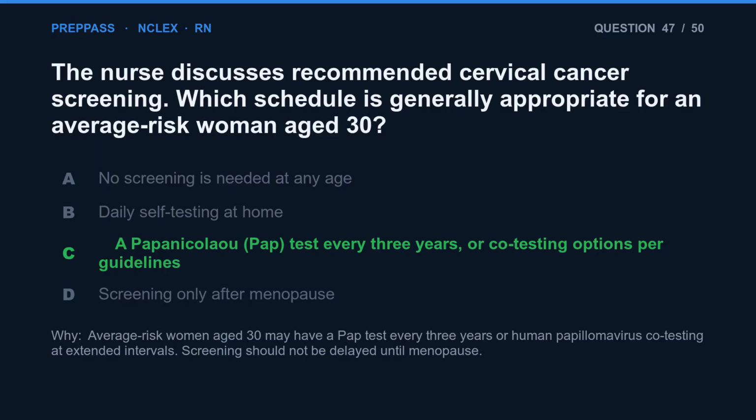The correct answer is C. Average-risk women aged 30 have a PAP test every 3 years or human papillomavirus co-testing at extended intervals. Screening should not be delayed until menopause.